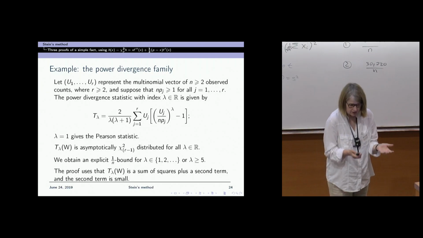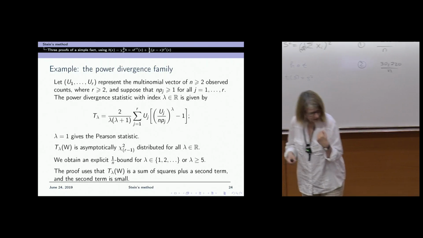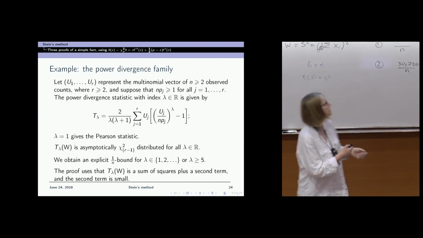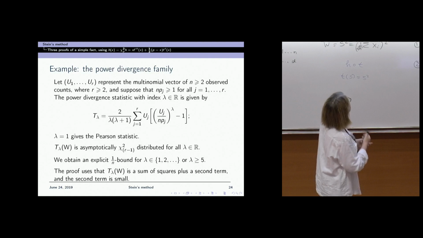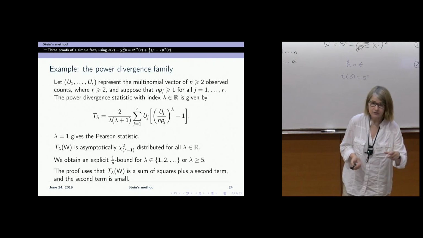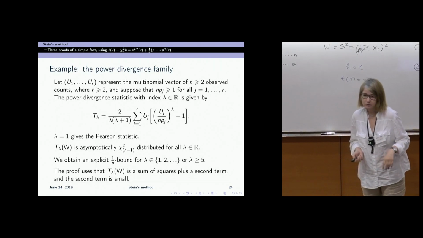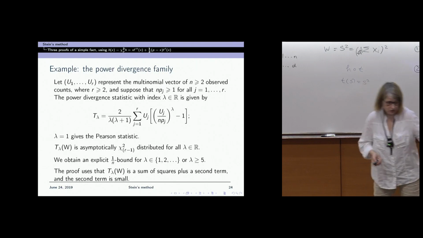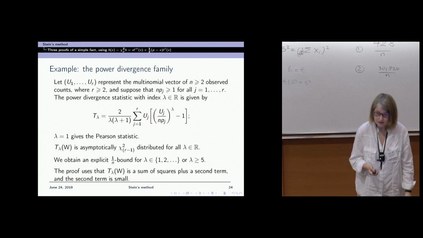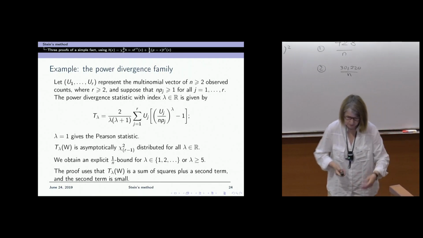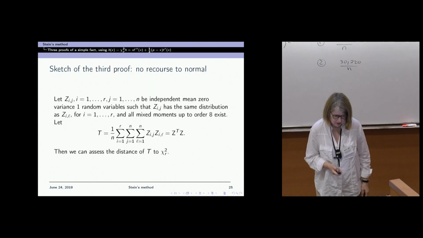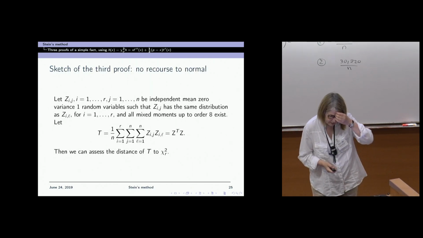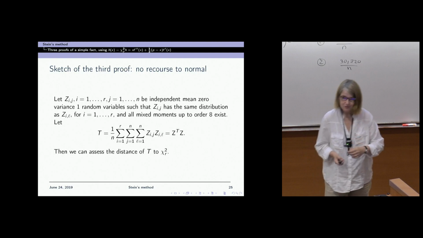And here we use that this T lambda is the sum of squares plus a second term which is small. So it's small in expectation, so it has to be bounded. So it's a bit of a perturbation approach. And that brings us to the third proof.